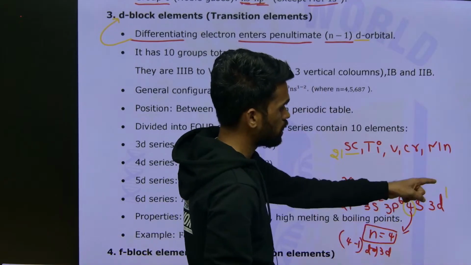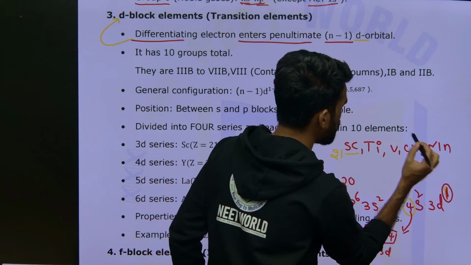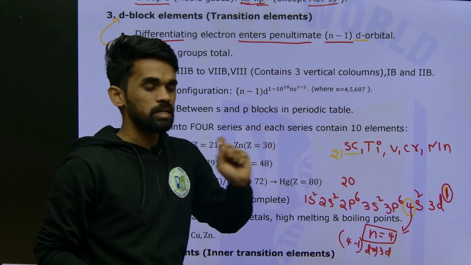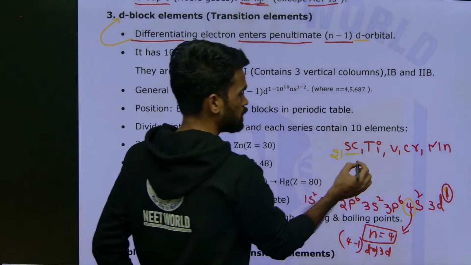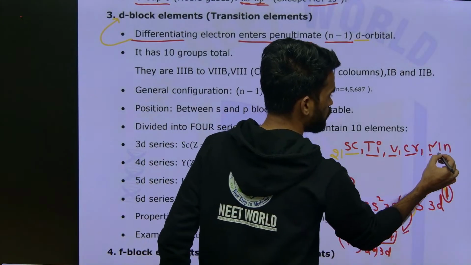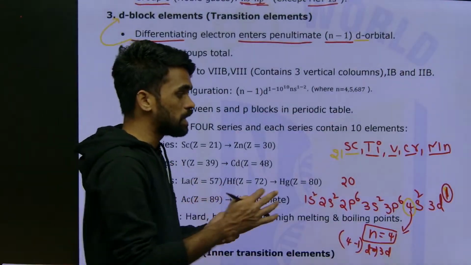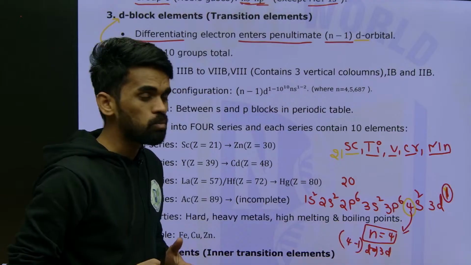So this is 20 plus 1. This 21st electron is going into the d orbital. That's why scandium belongs to the d block elements. Similarly, for titanium, vanadium, chromium, manganese, the last electron enters the d orbital only. That's why we call them d block elements.